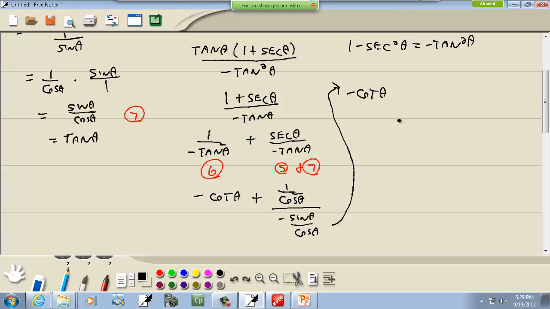We can take this negative and put it out in front. If you've got a single fraction downstairs, you can flip it and multiply it times your top part. So that becomes times cosine theta over sine theta. So we've got negative cotangent theta. Those cosines are going to cancel.